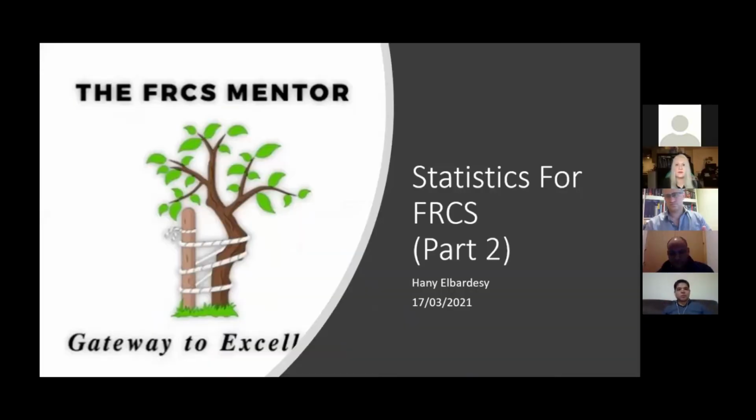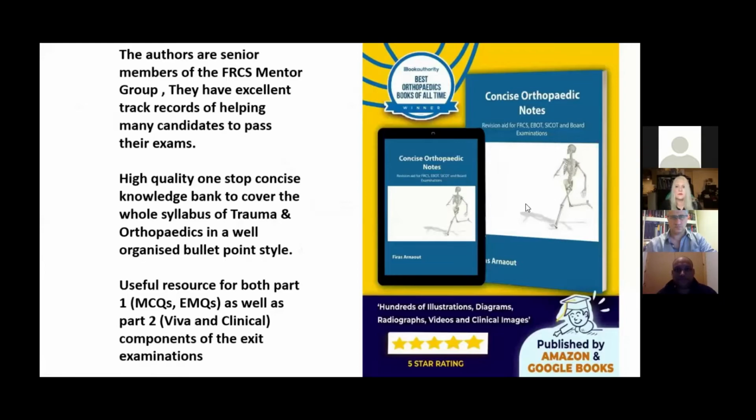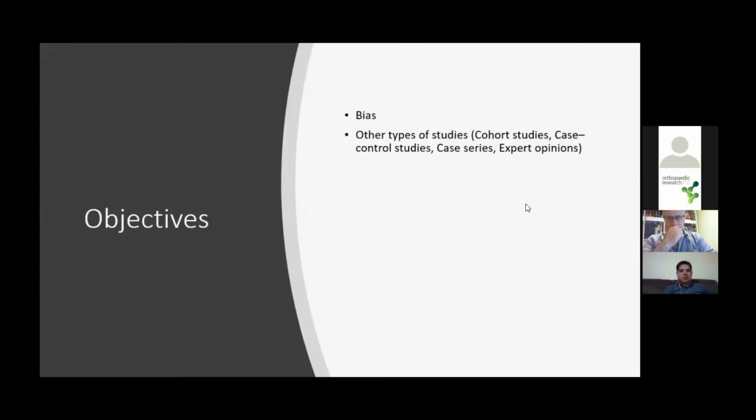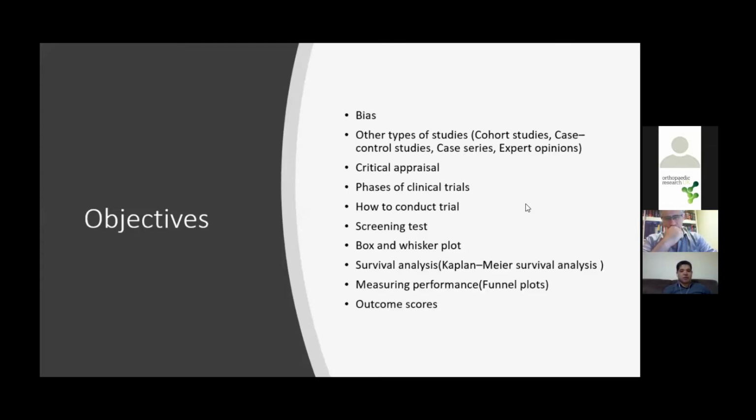Good evening, everyone. Today is part two of our statistics for FRCS. I just want to remind everyone about our book, which I think is very helpful for preparation for FRCS in general. So what are the objectives today? We will discuss bias, other types of studies like cohort studies, case control studies, case series and expert opinions, critical appraisal, phases of clinical trials, how to conduct a trial, screening test, box whisker plot, survival analysis, measuring performance like funnel plot, and outcome scores.